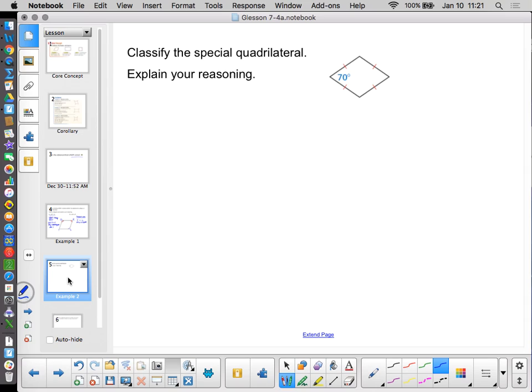It says, classify the special quadrilateral, explain your reasoning, based on the information that we have here. Now, the information I have is this. I have all four sides congruent. So that means it's definitely a rhombus. The question we have, is it also a square?